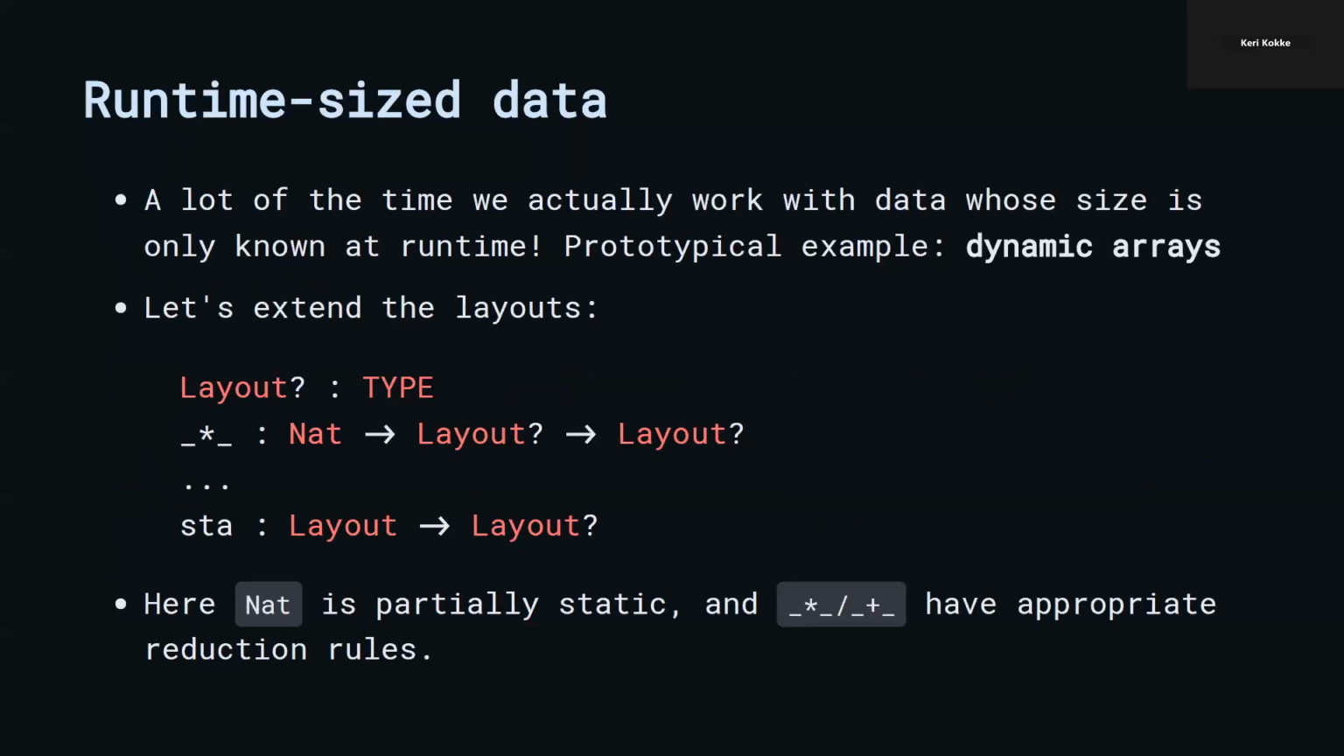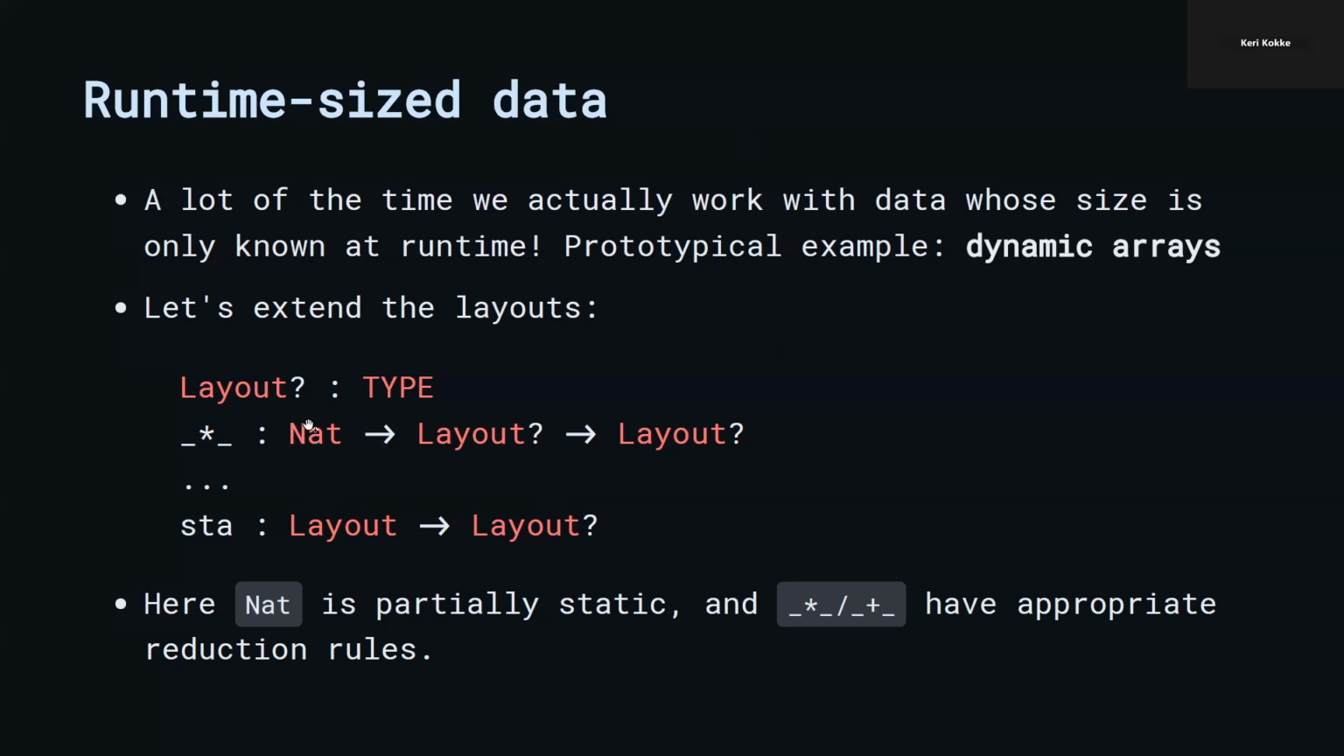Okay, so we can do some stuff with this, but we can't do too much because a lot of the time we work with data whose size is only known at runtime. Maybe the most usual example of this is dynamic arrays, where we have an array of size n contiguously stored, where n might be a user input or something we don't know at compile time. So in order to handle this, we can introduce a sort of supertype of layouts, which is going to be runtime size layouts. Every statically known layout is also a runtime size layout, but there are also other kinds of runtime size layouts.